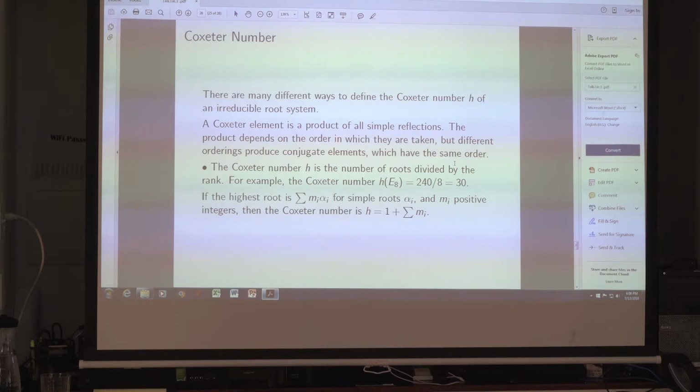Another way of defining the Coxeter number is related to the highest root. Remember, I mentioned that a given root can be written as a linear combination of your simple roots. So if you take the highest root, meaning that the values of m are the largest, the Coxeter number is also equal to 1 plus the sum of your coefficients. Okay.